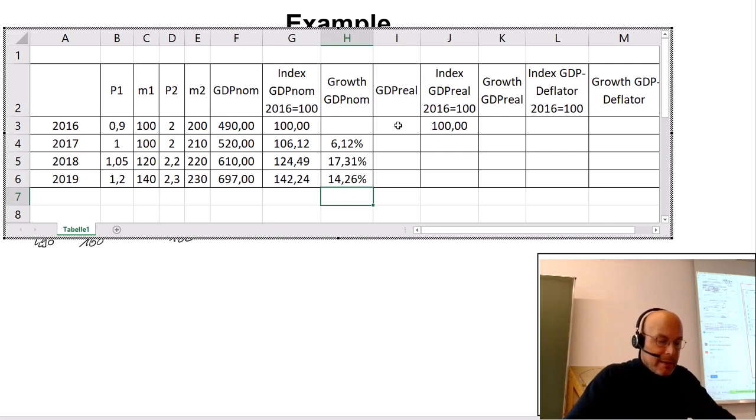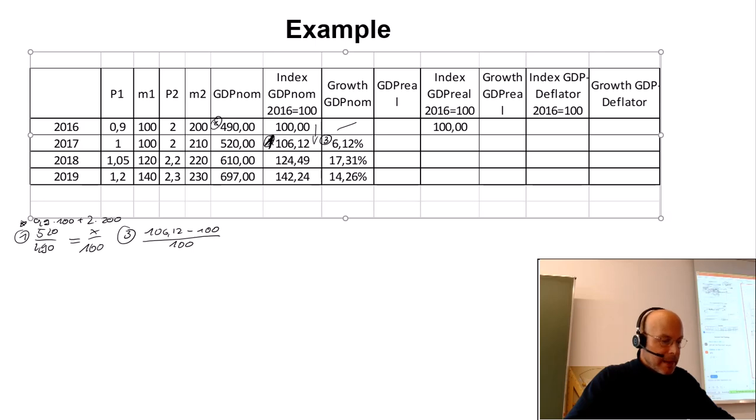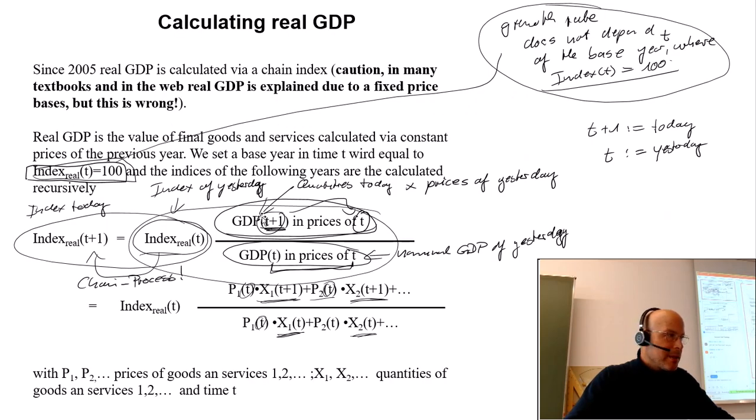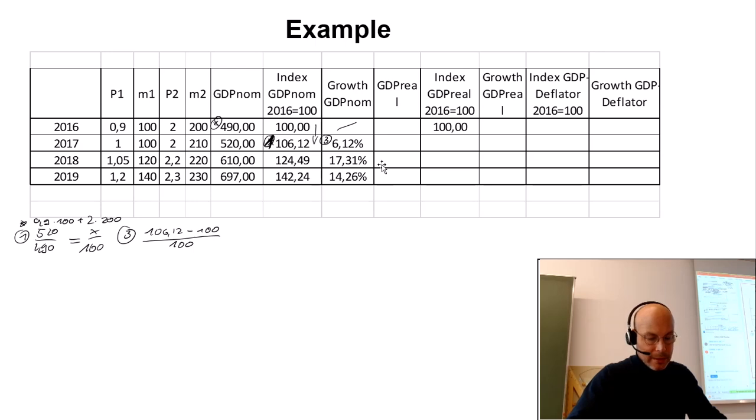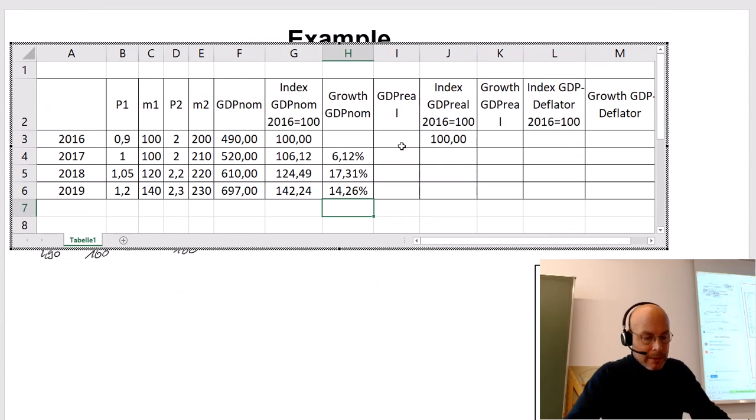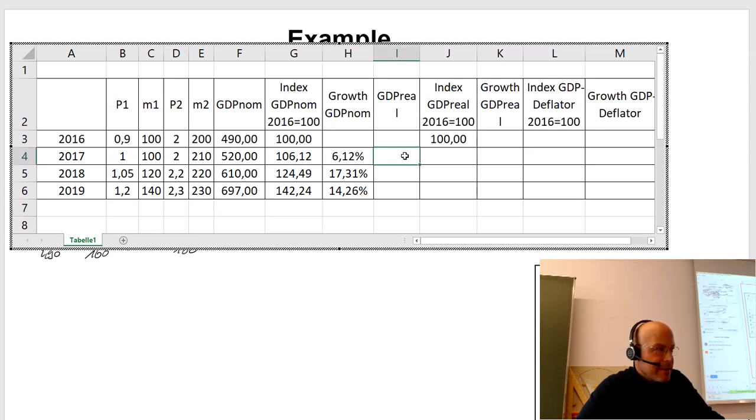And now we need real GDP. Well, let's go back to our definition. What does it mean? Quantities today times prices of yesterday. If we want to calculate real GDP here, 2016 quantities we have with 100 and 200, but we don't have prices of 2015. So this we cannot calculate, but in 2017 we can calculate this.